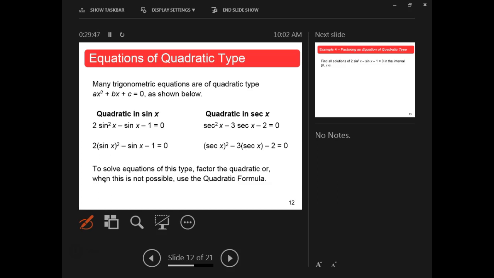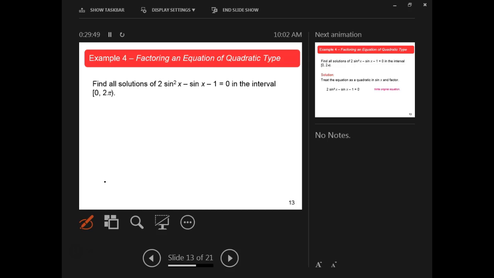Let's do example 4. Find all the solutions of this quadratic equation in sine between 0 and 2 pi. So, what would you do first? I hinted at it before. Factor. I did more than hint.